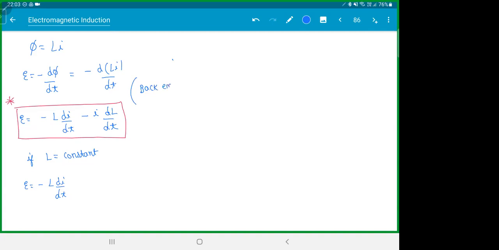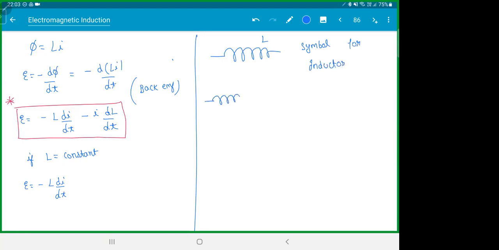What do you mean by back EMF? Basically, whenever you have an inductor, this is the symbol for inductor. It looks like a spring. So an inductor having current I can be treated like a battery of L dI by dt. So you can replace the inductor with a battery of L dI by dt. This is called back EMF.